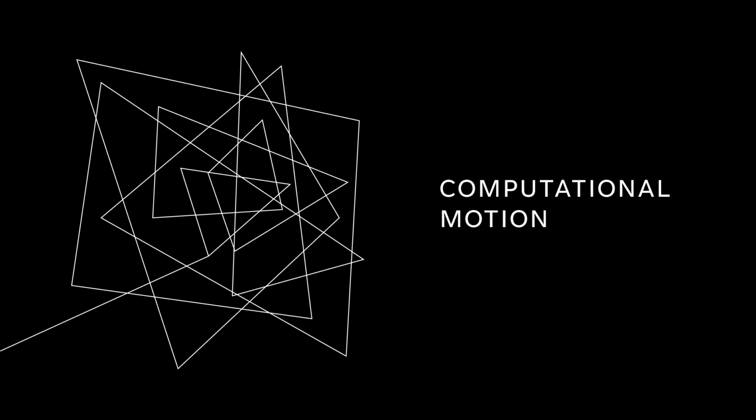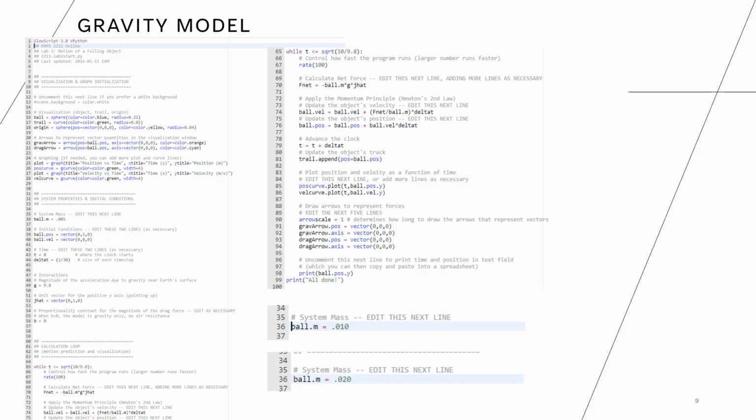Computational motion. Gravity model. In this model, I took the equations provided before and I iterated through the falling motion of an object.